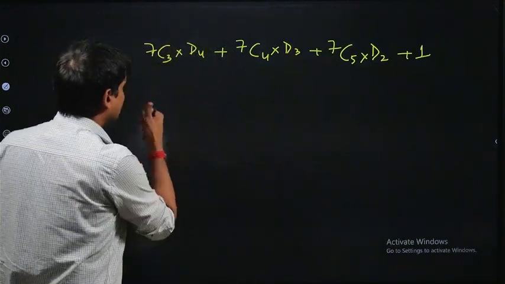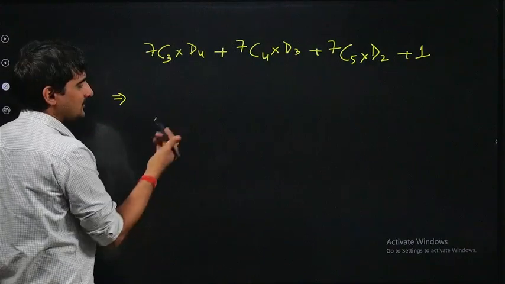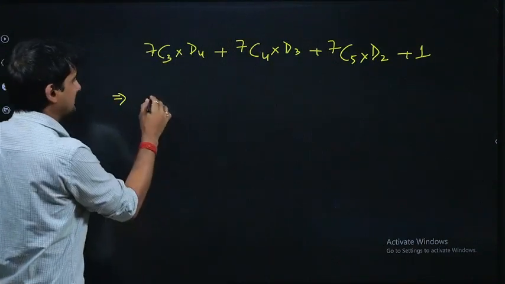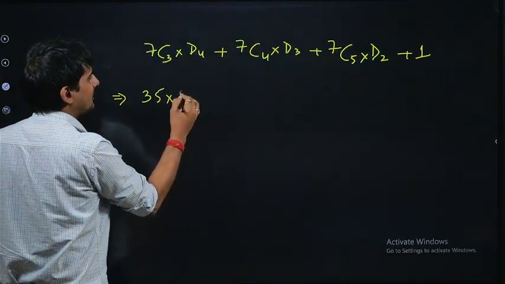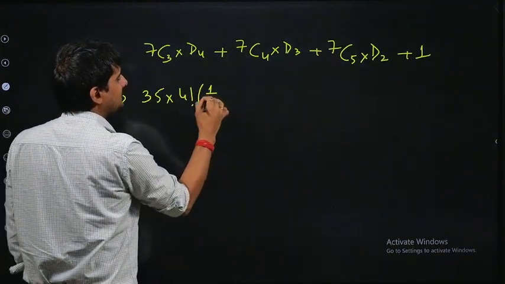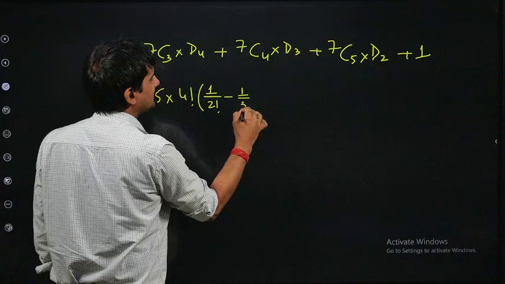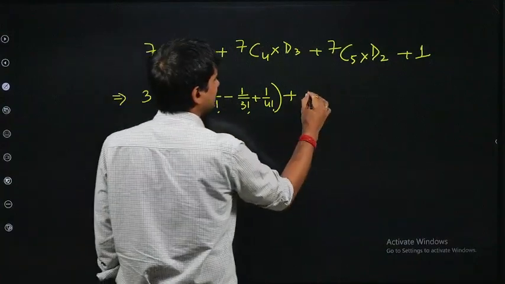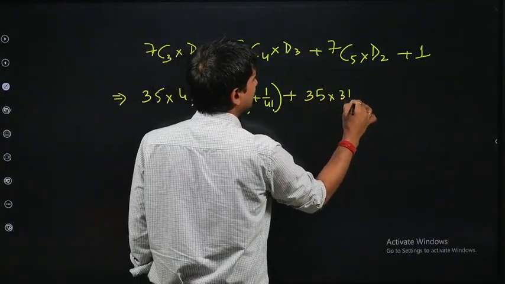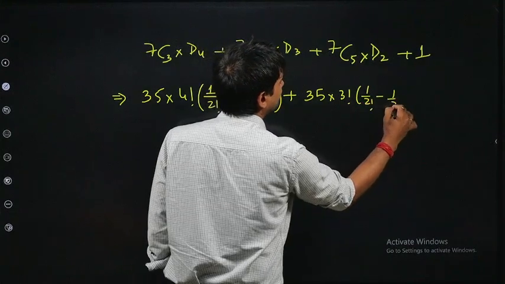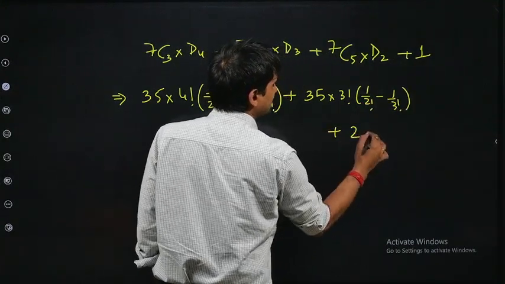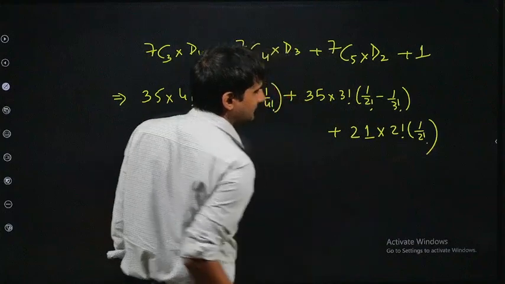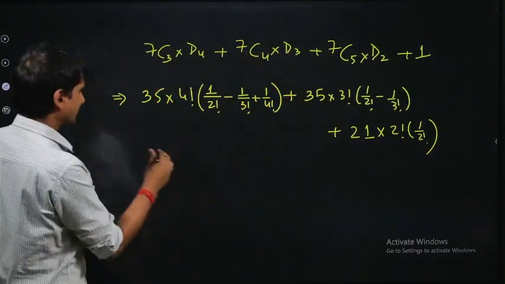So that's one. Now let's simplify it. So 7c3 is how much? 7 factorial by 3 factorial into 4 factorial, so 7 into 5 is 35. How much is d4? 4 factorial times 3 factorial plus 1 by 4 factorial. We already did it, so I'm using it directly. 7c4 is 7c3 itself, 35 into d3, which is 3 factorial times 1 by 2 factorial minus 1 by 3 factorial. 7c5 is 21 into d2, d2 is 2 factorial times 1 by 2 factorial. That's only one way of deranging two objects. Now how much is it?